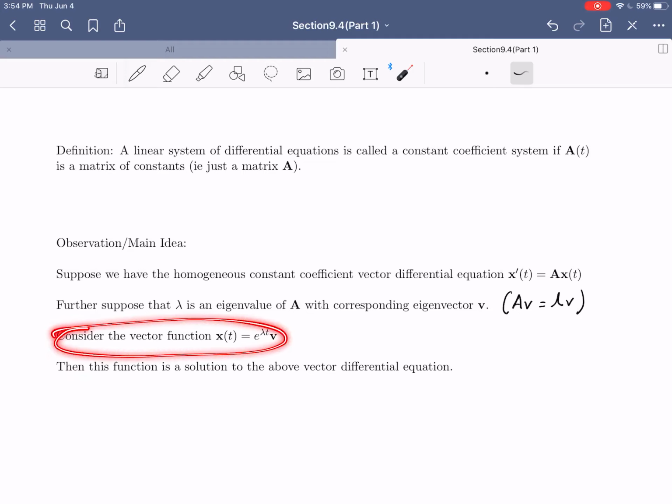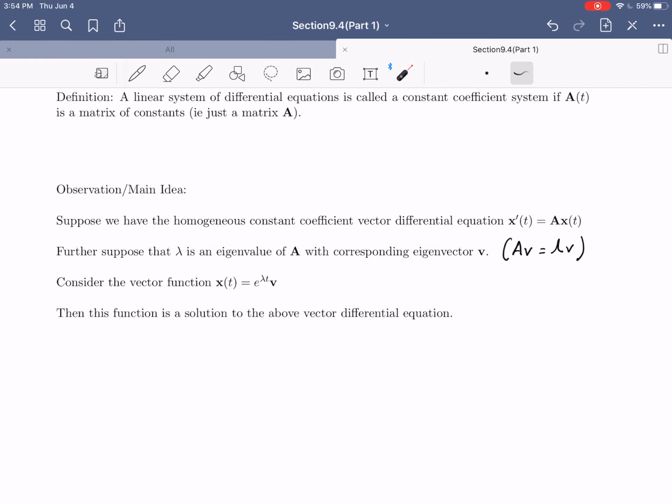Now we're going to consider the vector function x of t equals e to the lambda t times that eigenvector v. And our claim or our observation is that a function of this form is actually a solution to the above vector differential equation. So to support this observation, let's confirm this observation. Well, we'll verify by a left-hand side, right-hand side approach that these two things are equivalent.